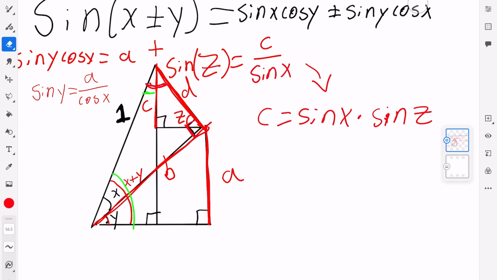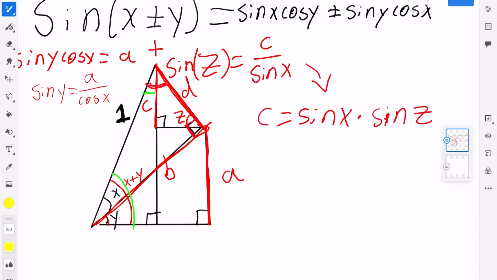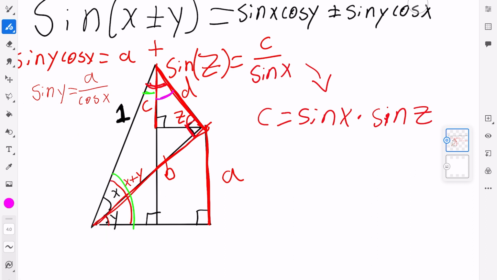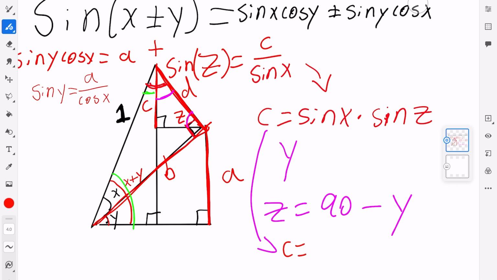We now know that this angle right here, this angle right here, oh, that's a bad color to use. This angle right here is equal to y. So z, as said before with the right angle, z equals 90 minus y. So using that, let's put this back into the equation. So c equals sine x times sine 90 minus y.